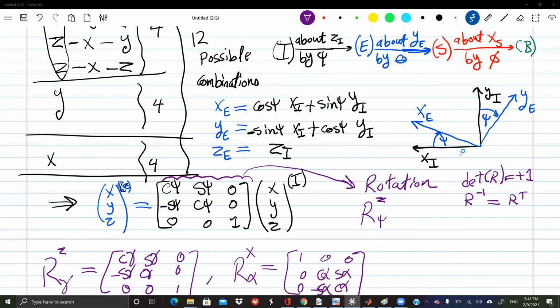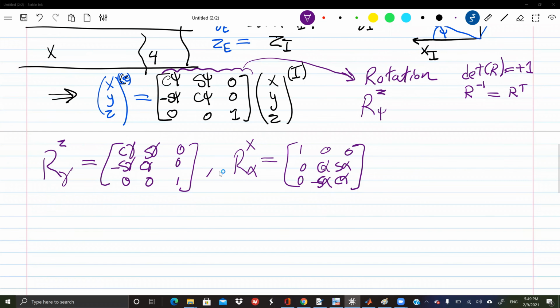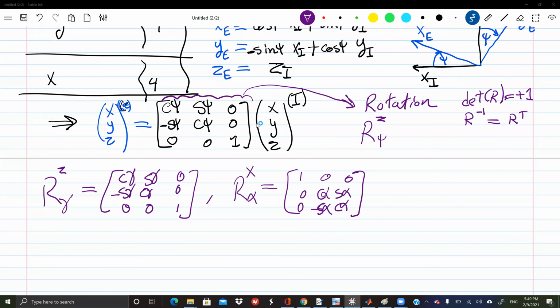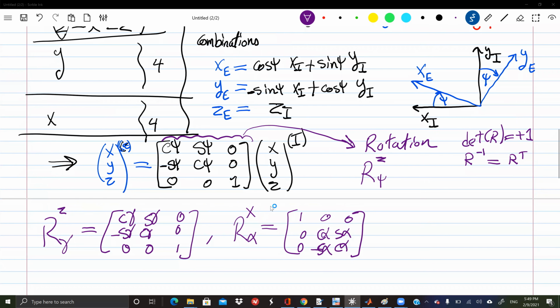So from this diagram. Okay, that makes sense. And I'm now telling you a quick way of constructing your rotation matrix instead of just going and deriving it. So here is a rotation matrix about Z. Here is any rotation matrix about X. For any rotation matrix about X, it will always look like this. This is what I'm trying to stress.